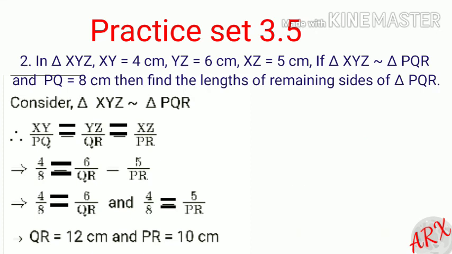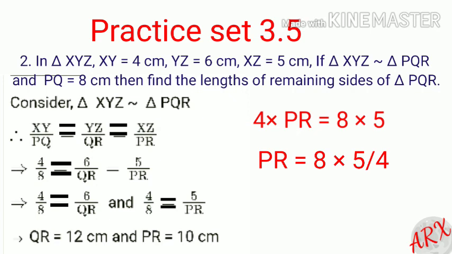Now we will equate 4 upon 8 equal to 5 upon PR. Again after cross multiplication we will get 4 into PR equal to 8 into 5. Now PR equal to 8 into 5 upon 4. Therefore PR equal to 10 centimeter.